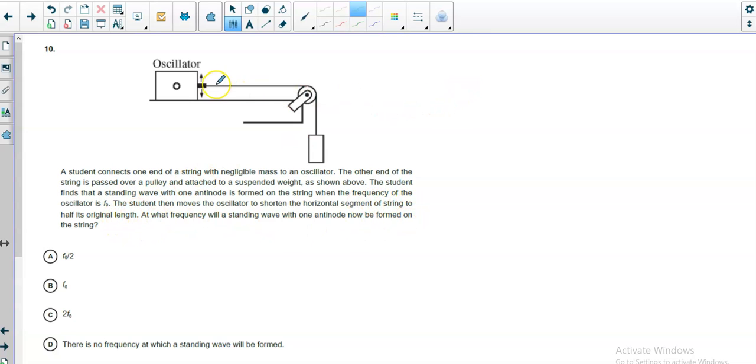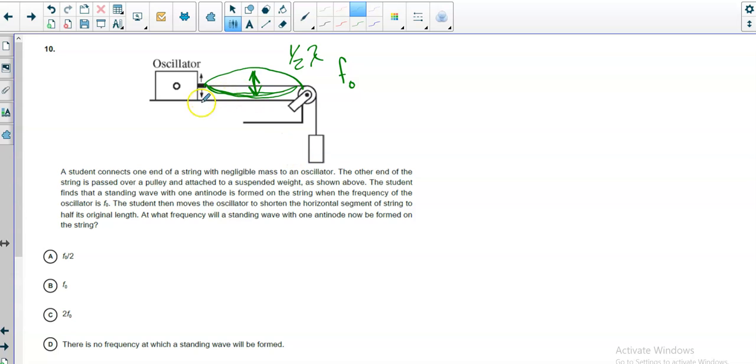So that would be, by the way, a wave that would look like this. That would be a standing wave with one section going up and down, one antinode, which is half a wavelength, right? And that occurs with a frequency of f sub 0. The student then moves the oscillator to shorten the horizontal segment of the string to half of that. At what frequency will a standing wave with one antinode now be formed?